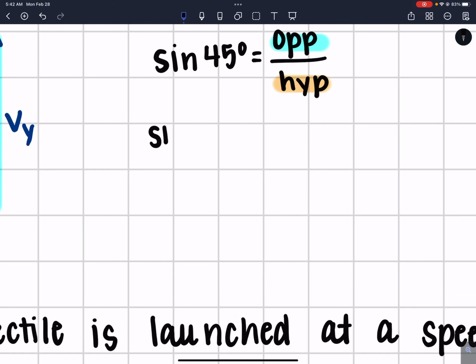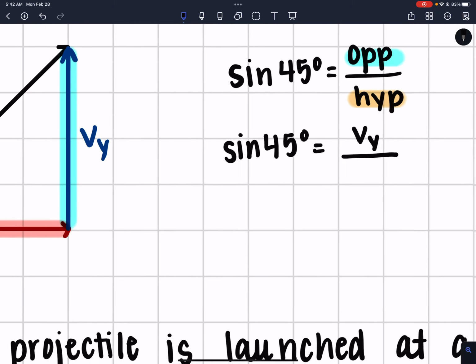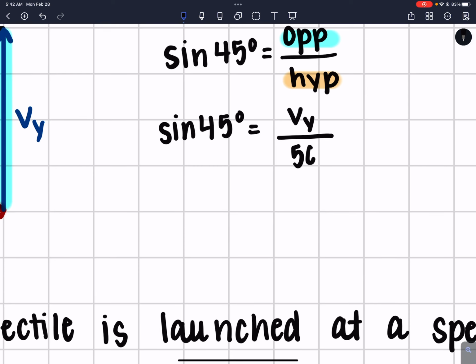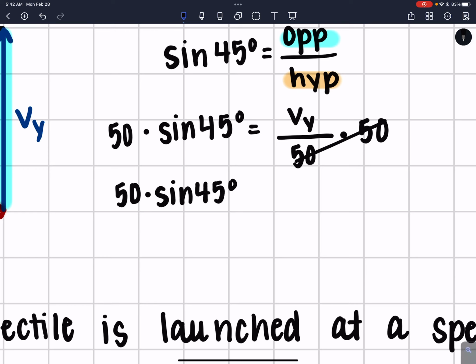So the sine of 45 degrees is going to equal my vertical speed divided by my hypotenuse, which is 50 meters per second, which I'm just going to leave as 50. So I'm going to undo what's being done to Vy by multiplying by 50 on both sides. So all I have to plug in my calculator is 50 times the sine of 45 degrees, which I'll do in a moment. Vy, perfect.